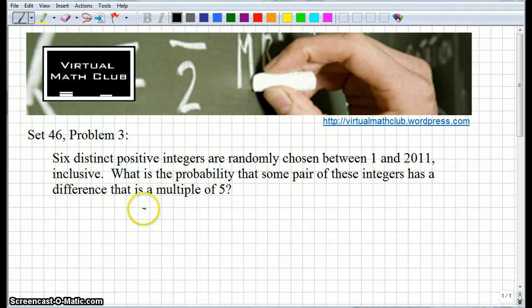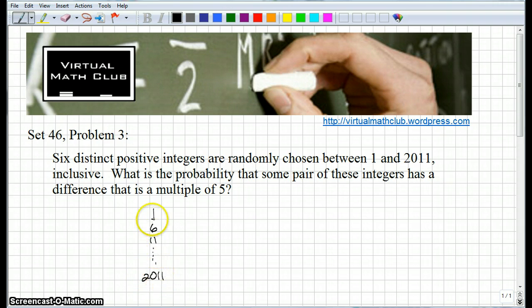But start by thinking about, if 1 is in your list, what are some of the possibilities for the other numbers that you could have in your set of 6 positive integers that would give you a difference that's a multiple of 5? Okay, so if we have 1 in the list, then 6 would give you a difference that's a multiple of 5, or 11, and so on. You could come up with a whole bunch of them, right up to 2011.